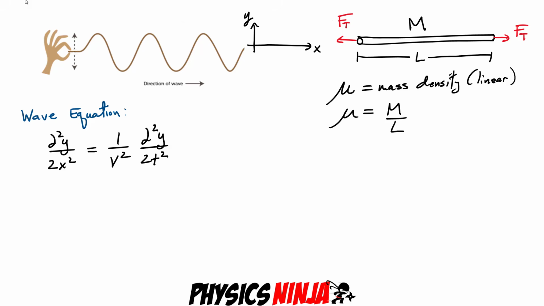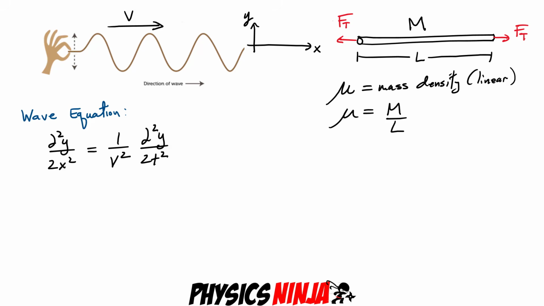Now, when you grab a string like this and have a tension T in it and you start moving your hand up and down, you're going to create waves. And those waves are going to propagate along the string, and the waves are, in this case, going to move to the right like this. And they're going to move at a speed v.